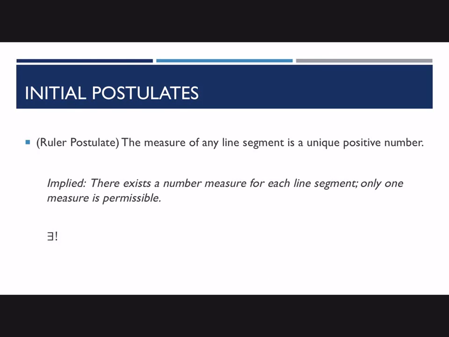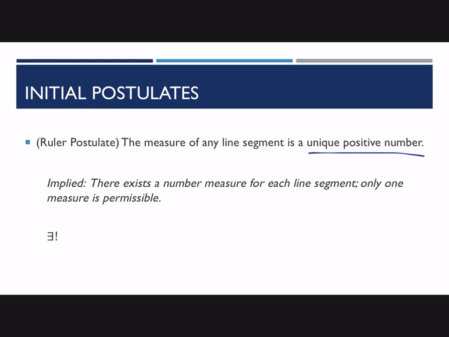The ruler postulate, this is the one that lets us measure line segments and label them with some sort of a length. So the postulate itself guarantees that when you measure the line segment, it gets a unique positive number to describe that measure. But the implications are that there even exists a measure in the first place, and that measure is unique, that there's no other length that could describe that line segment.